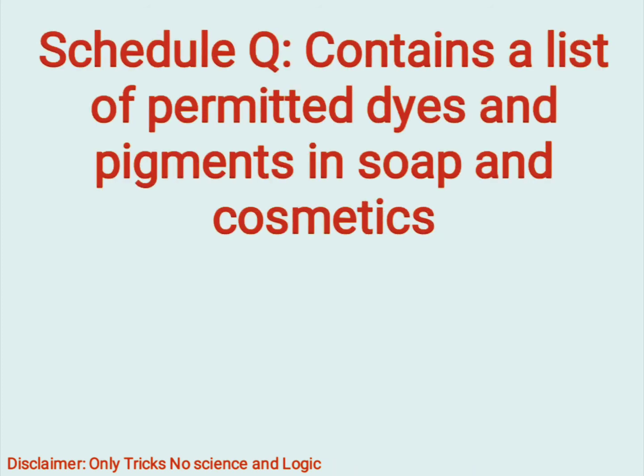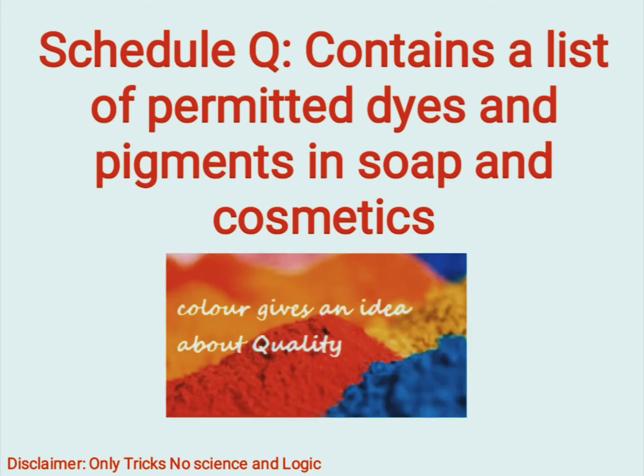Next comes Schedule Q, which contains the list of permitted dyes and pigments in soap and cosmetics. Q means quality: color gives an idea about the quality. So Q for quality. How do you identify the quality? From the color. The color we get from dyes and pigments. Schedule Q contains the list of permitted dyes and pigments in soap and cosmetics. Remember, color gives an idea about the quality.